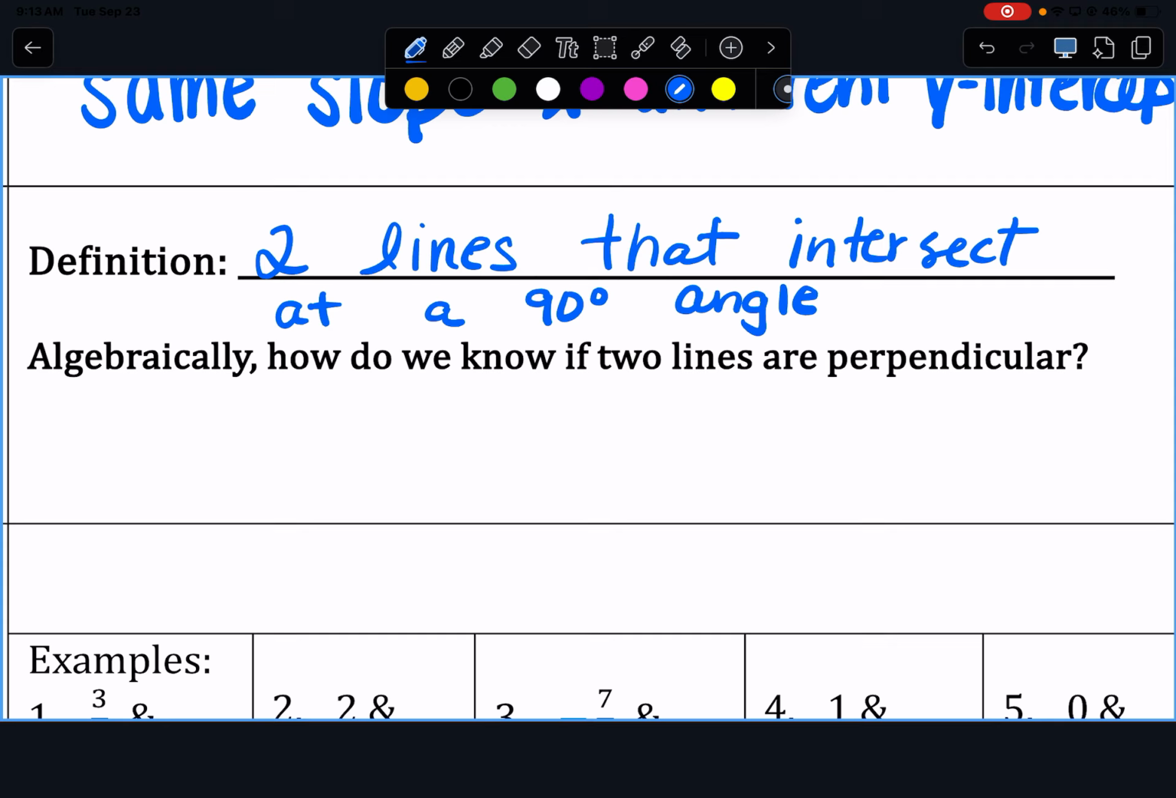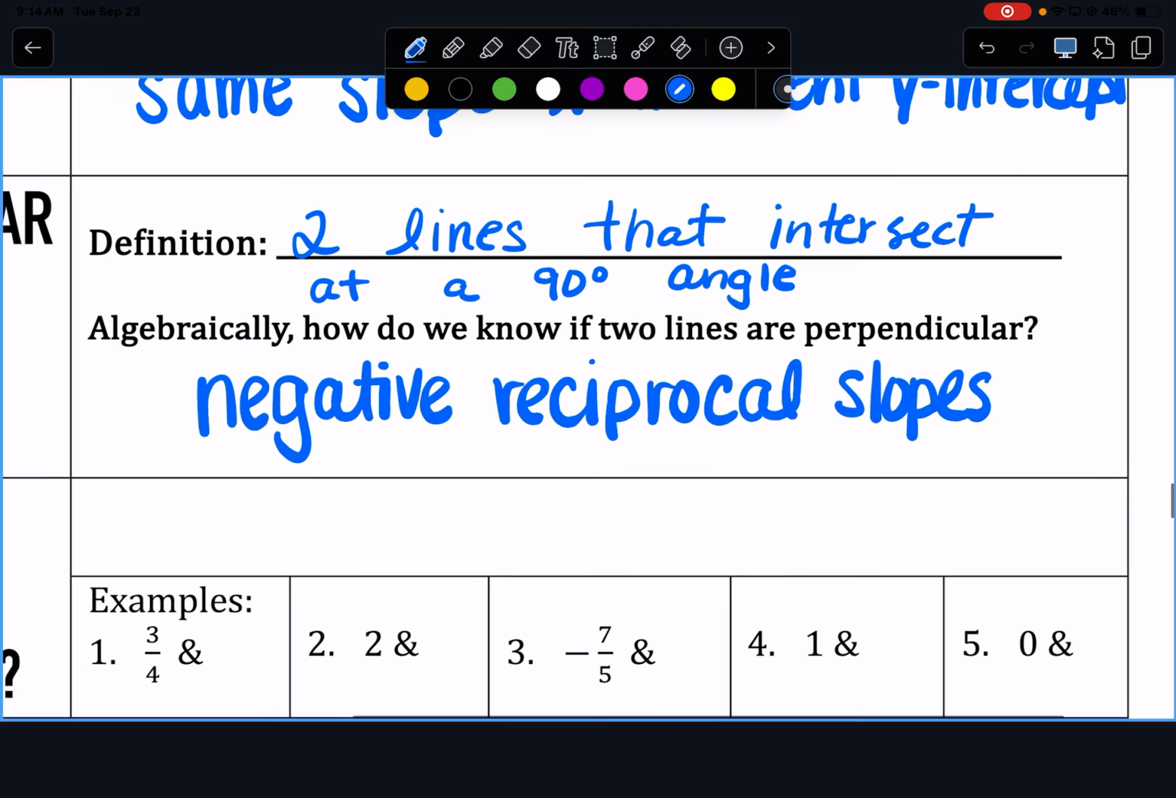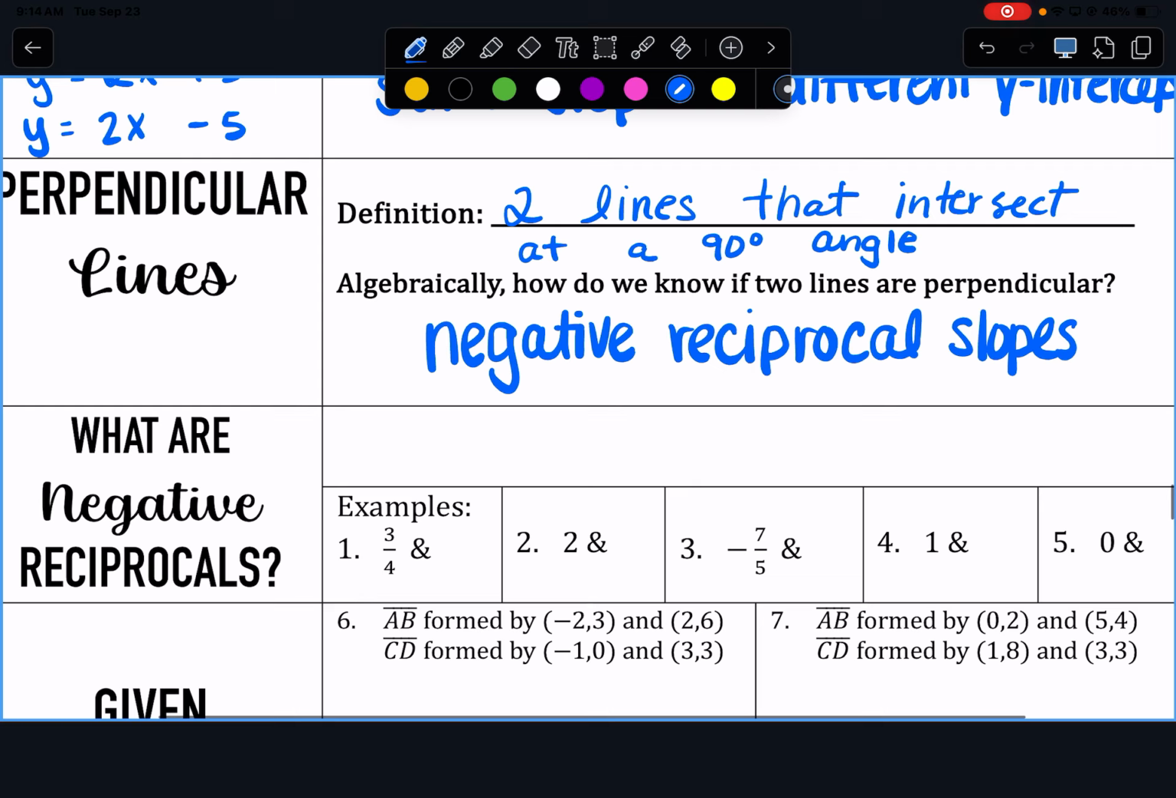Algebraically, how do we know if those two lines are perpendicular? So in order to be perpendicular, they have to have negative reciprocal slopes. And we're going to talk about what that means. So in order to be a negative reciprocal, right, it's going to have to be opposite signs. And flipped fraction.